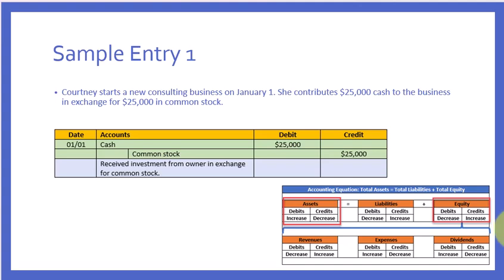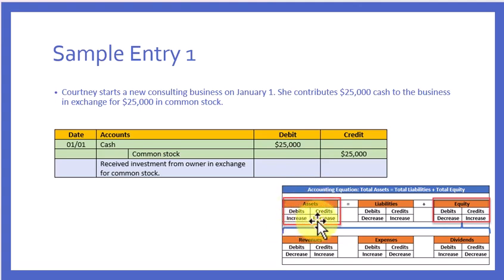Okay, so we're going to look over here at our accounting equation. First thing we're going to need to determine is which accounts are going to be affected. Well, she contributes cash to the business, so cash is going to increase. In exchange for that cash, we issue common stock. So common stock is also going to need to increase.